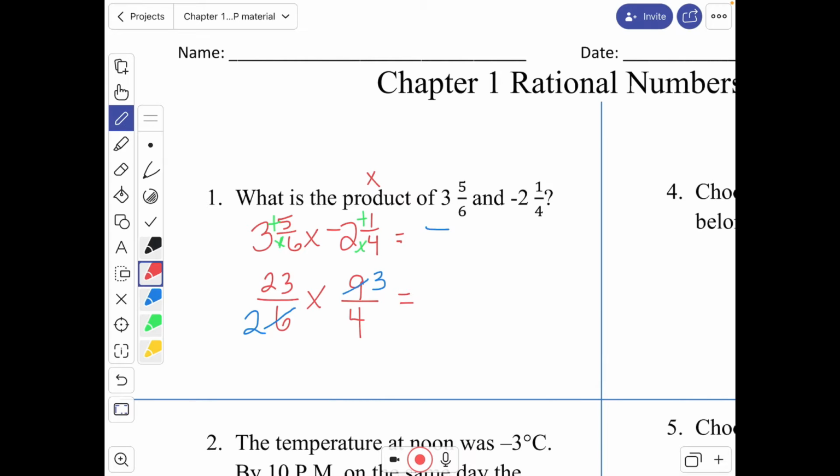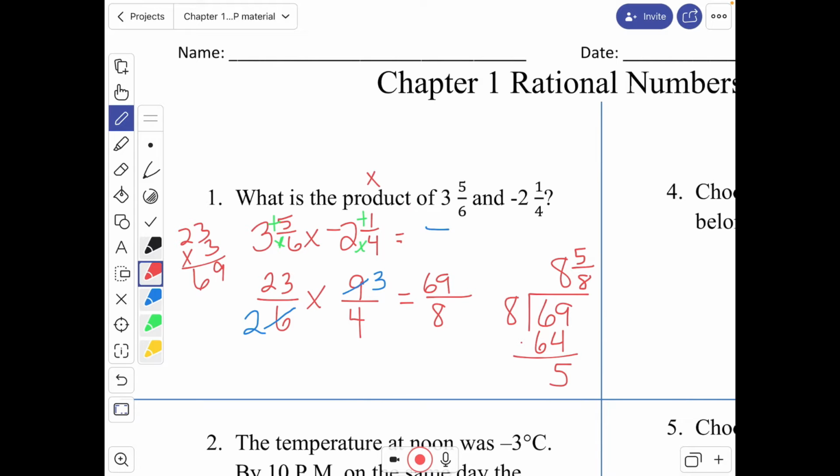And then we go straight across. 23 times 3 and 2 times 4. And that's improper, so we need to divide it out. 8 goes into 69 8 times with 5 left over, and the remainder goes on top, and the denominator is still 8.